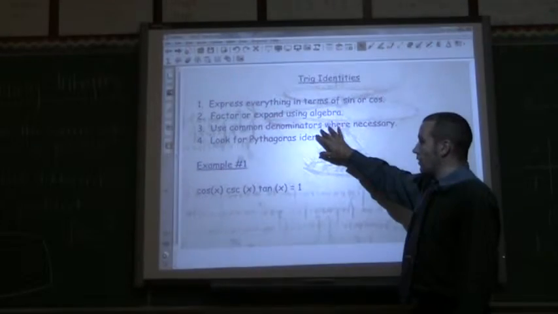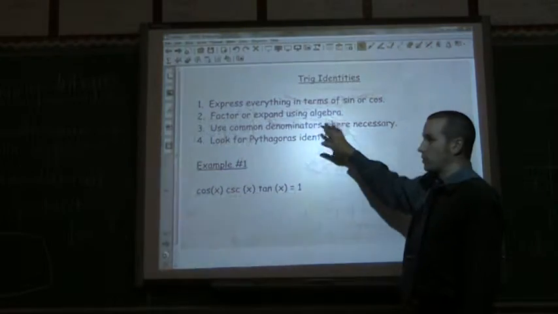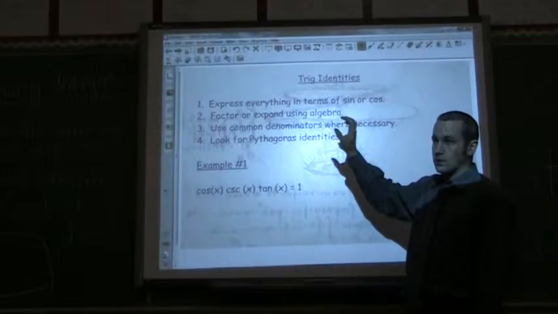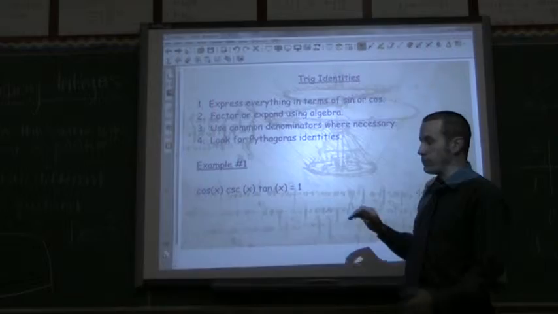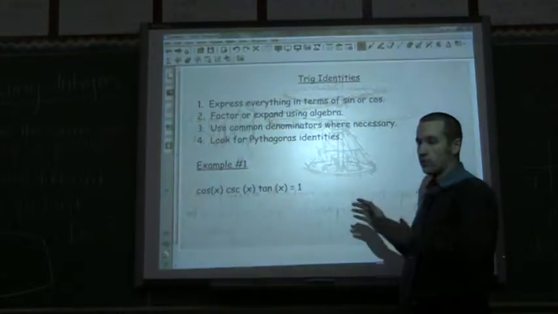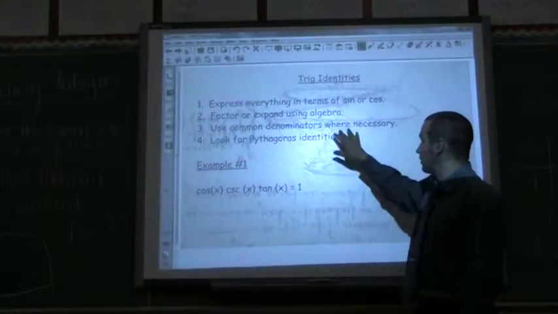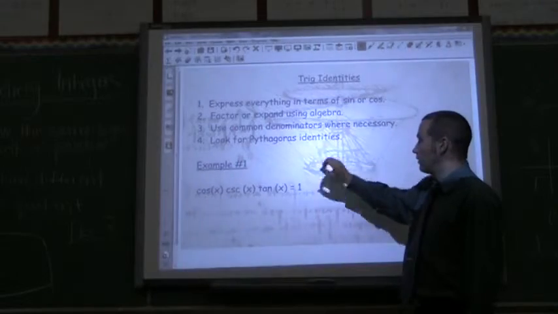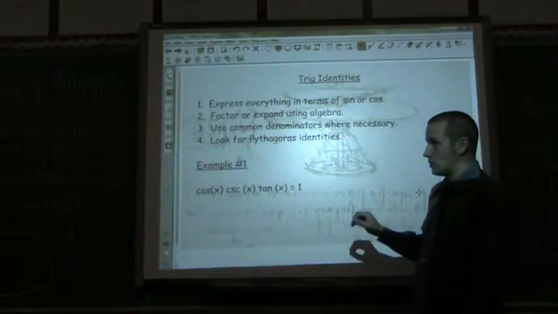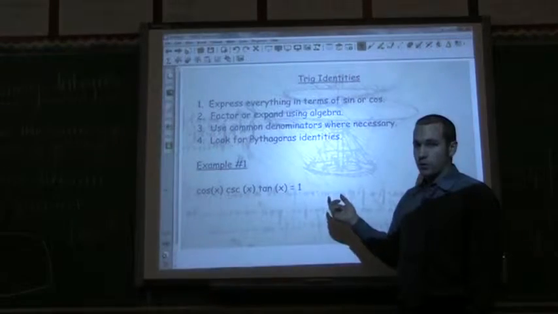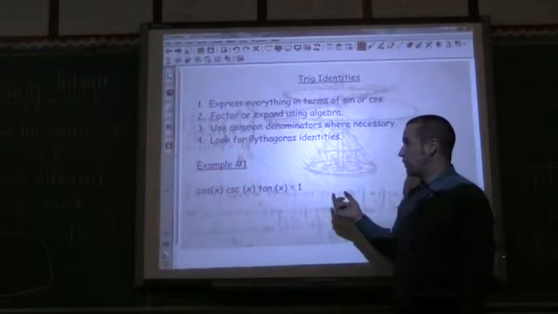If you're ending up with fractions, where sine and cos top and bottom, sometimes you can't put them together unless you have a common denominator. So if you have something divided by cos plus something divided by sine, you're going to have to get a common denominator. And then the fourth thing is to look for your Pythagoras identities, which is usually some form of sine squared plus cos squared equals 1.